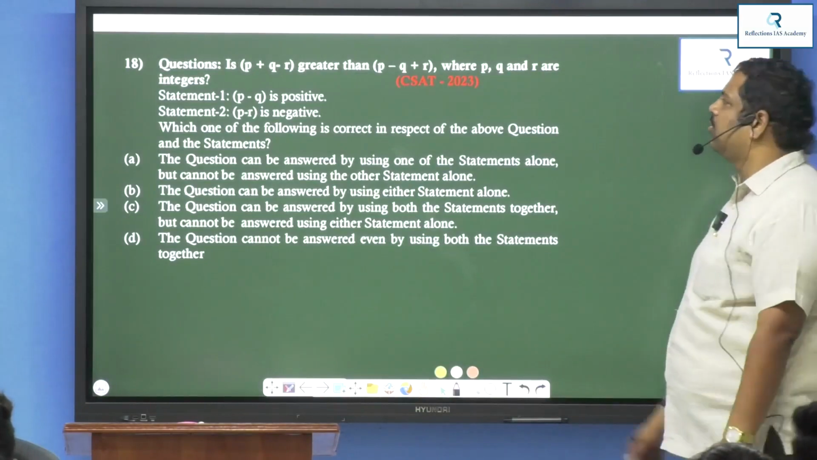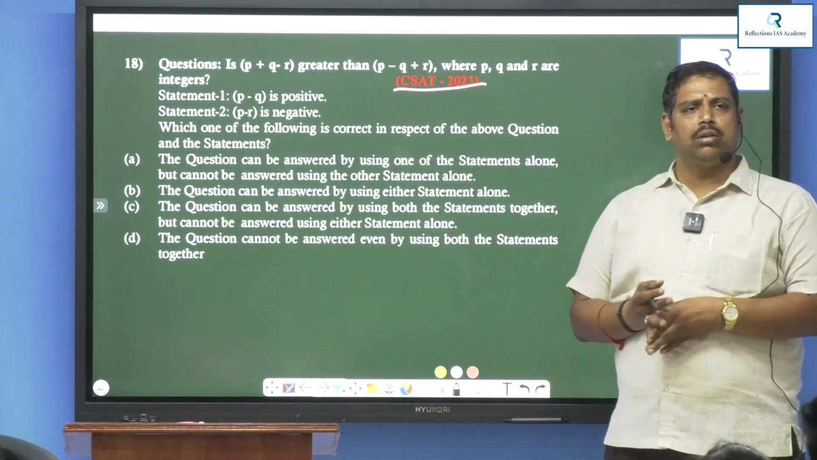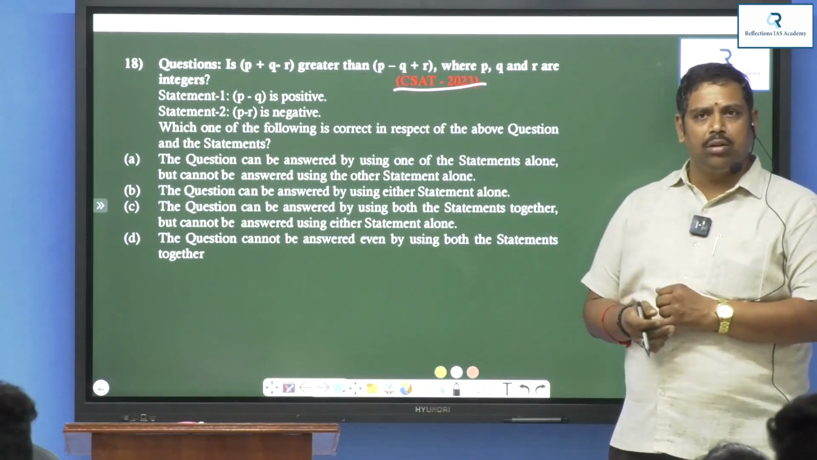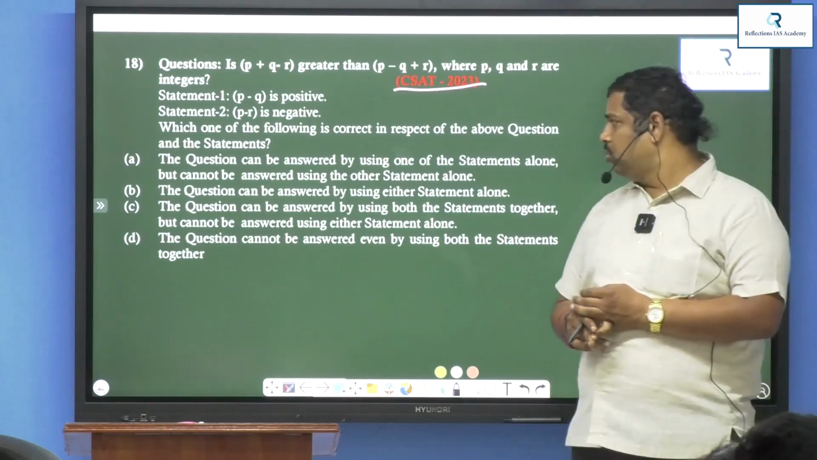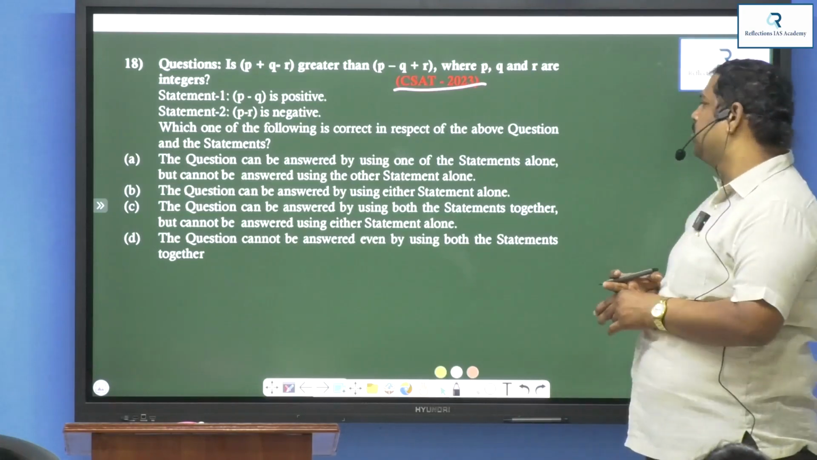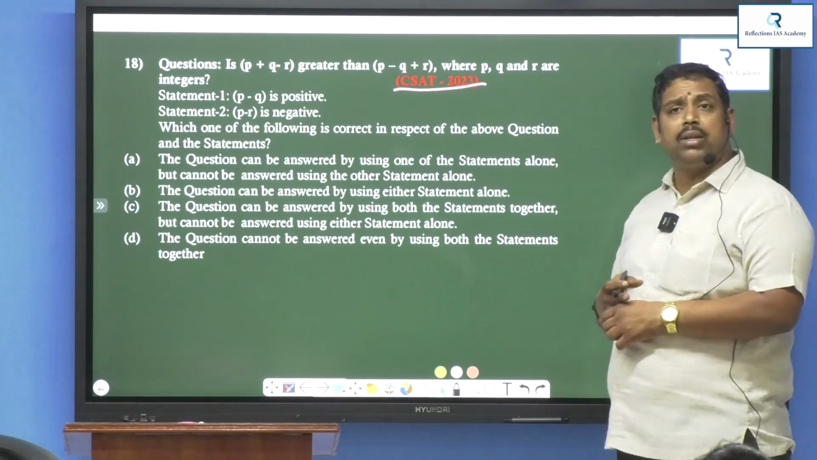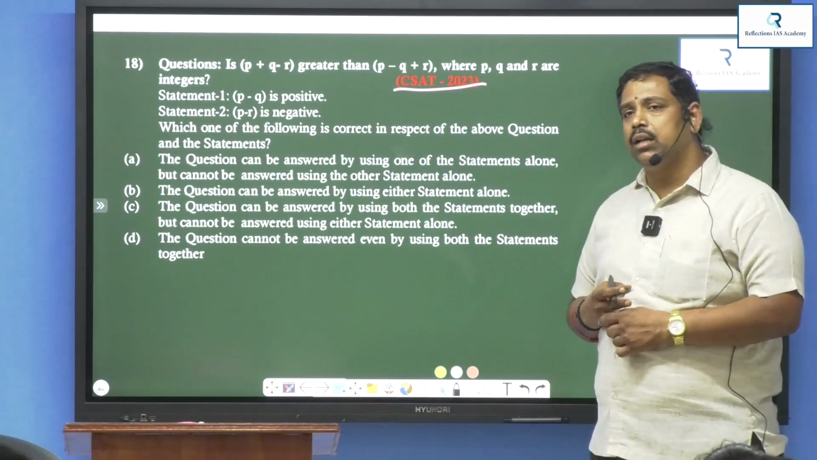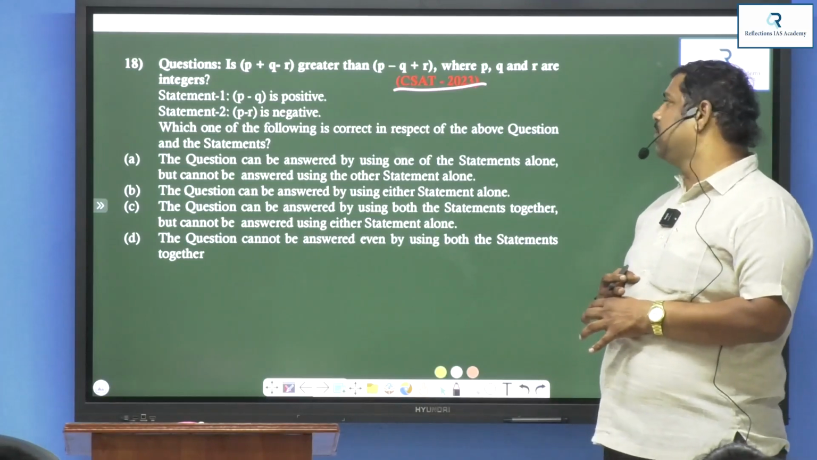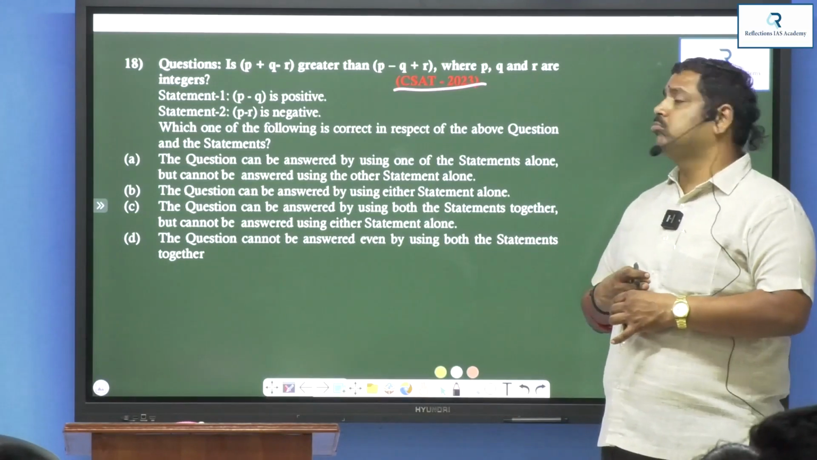18th one, CSAT 2023. Anybody tried this question? What's the answer you got? C means either one or two. No. The question can be answered using both the statements together, but cannot be answered by individual alone. Okay. What about the remaining? D. Cannot be answered even by both. Next, any other?